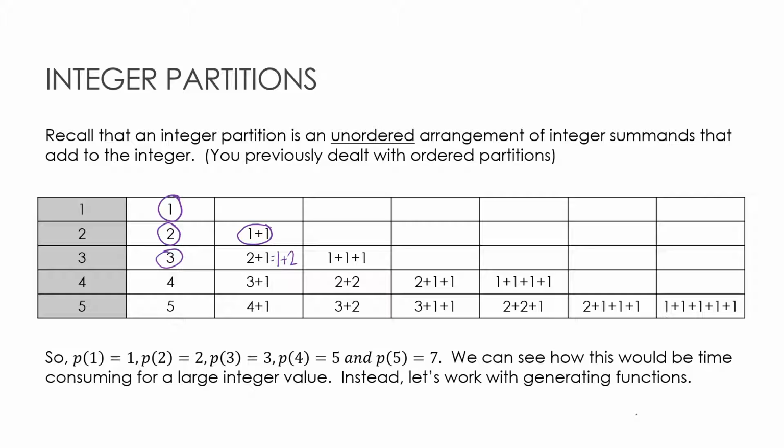So the way that we then notate that is P of 1, which means the number of partitions of 1, is 1, because there's only one partition. And P of 2 would be 2, and P of 3 would be 3, and P of 4 would be 5, and P of 5 would be 7. Now, if I asked you what's P of 32, well, that would be much more time consuming. So what we want to do is look for a way to do this with generating functions.